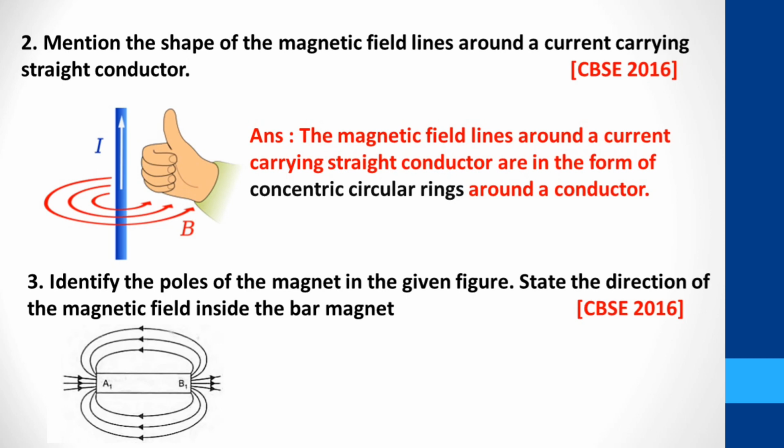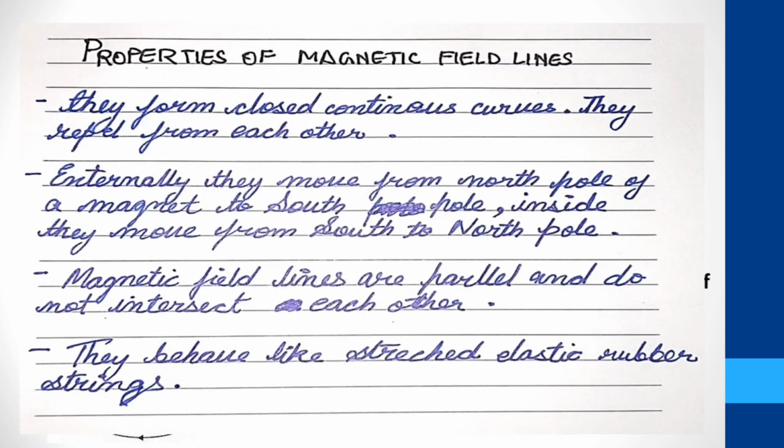Question number 3. Identify the poles of the magnet in the given figure and state the direction of the magnetic field inside the bar magnet. To solve this question, let's recall the properties of magnetic field lines. From the properties of magnetic field lines, we can understand that magnetic field lines move from the north pole of a magnet to the south pole of a magnet outside the magnet.